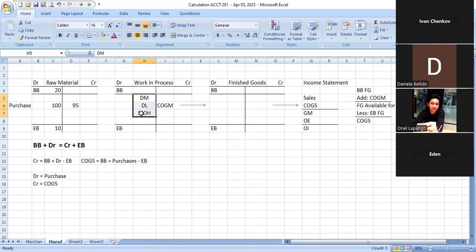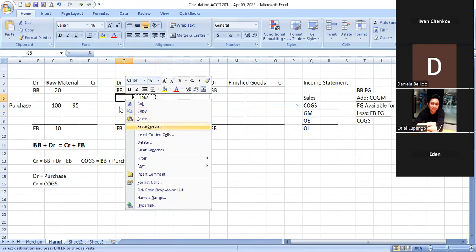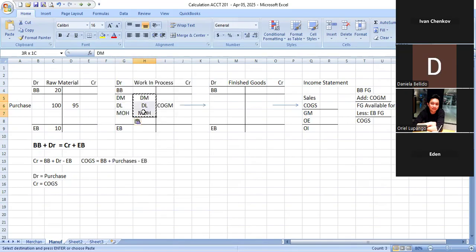So let's put this one on the side, so we can plug some numbers here later. Our cost of goods manufactured, so we write here, is going to come to the finished goods. Cost of goods manufactured is going to come here, and after that they're going to go out as the cost of goods sold once we sell them.